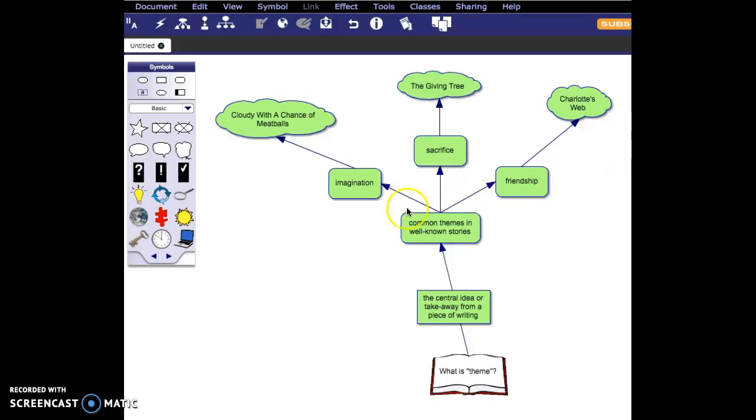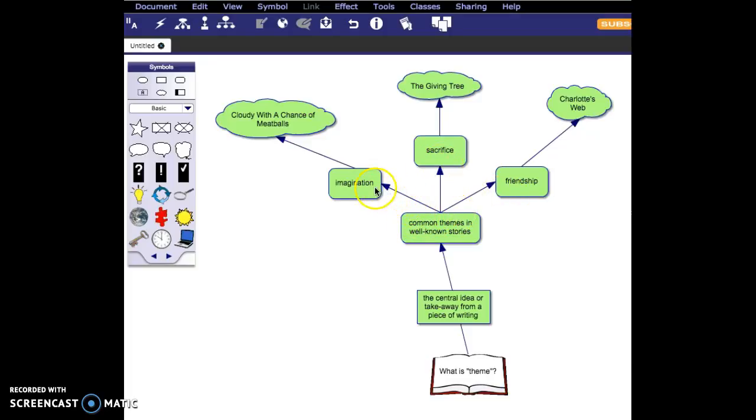So in this example, we're going to be looking at the concept of different themes in common pieces of literature. This concept map gives a definition of theme, so we start off with what is theme, and then we break it down to the central idea or takeaway from a piece of writing. Then from there, the arrow leads to the common themes in well-known stories. The three examples we used were imagination, sacrifice, and friendship.